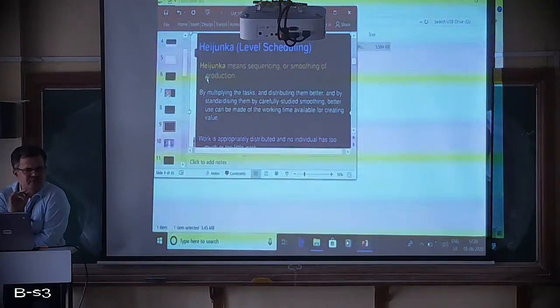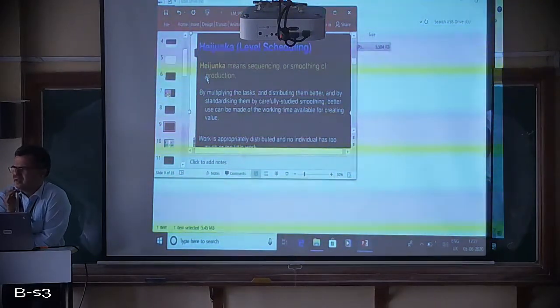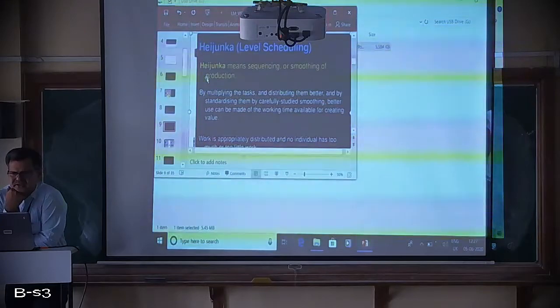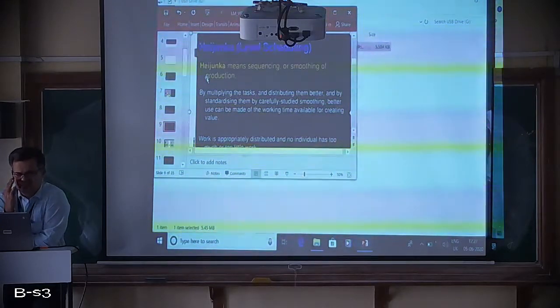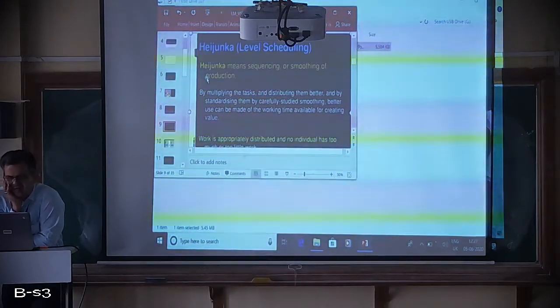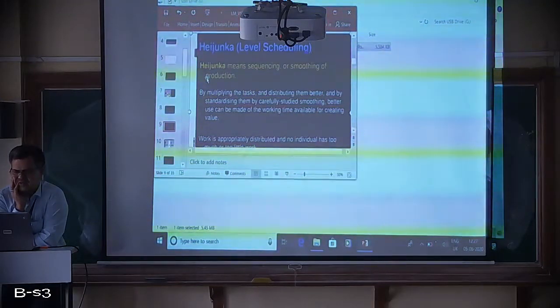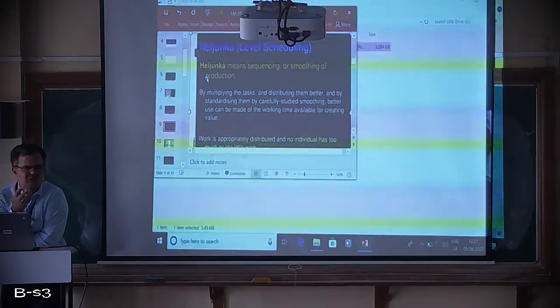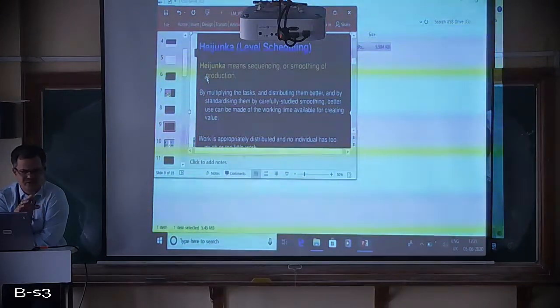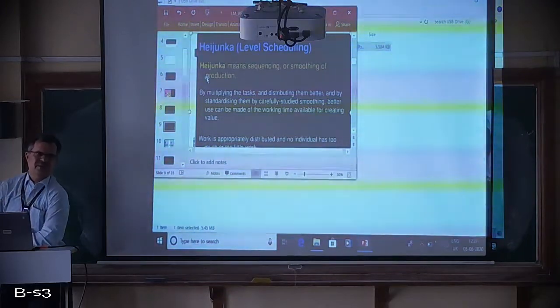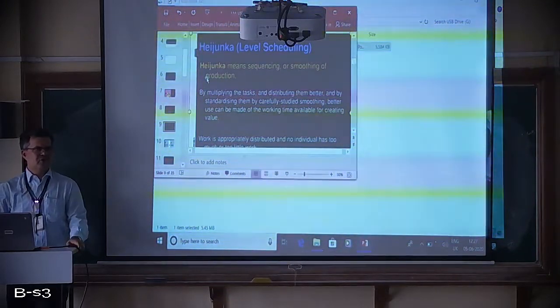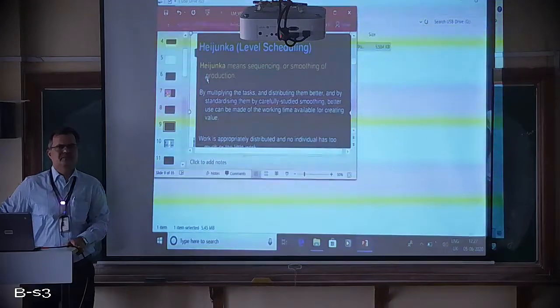These four are very important: man, machine, time, and job. These should be scheduled properly. That's what you can call level scheduling. Distributing them better, and standardizing them by carefully studied smoothing. One should not be overloaded, one should not be less loaded, one worker should not be more loaded. So we need a smooth leveling. Equal distribution of load is very important for effective utilization of man and machine.